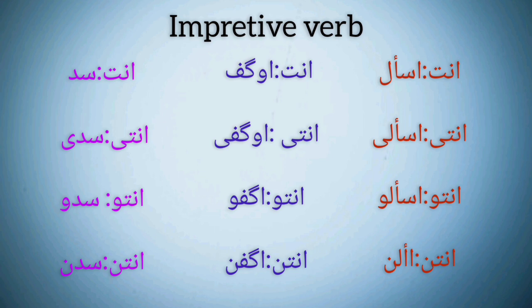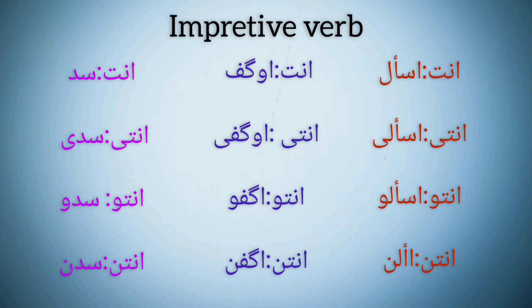Another verb, for example, for stop. For انت, we say ogof. It basically means stop. For female, we say ogofi. For a group of people, we say ogofu. For plural but feminine, we say ogofen.